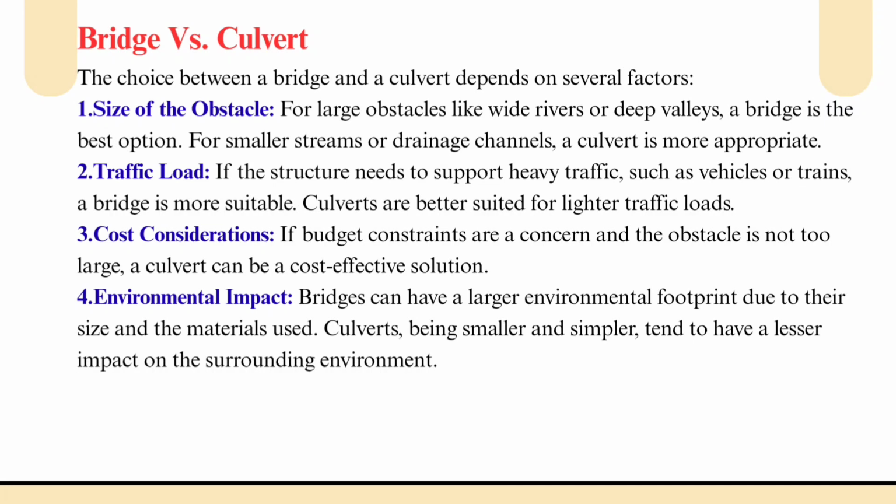Then the second point is traffic load. If the structure needs to support heavy traffic such as vehicles or trains, a bridge is more suitable. But culverts are better suited for lighter traffic loads. Then the next point is cost considerations. If budget constraints are a concern and the obstacle is not too large, a culvert can be a cost effective solution. The next point is the environmental impact. Bridges can have a large environmental footprint due to their size and the materials used. But culverts, being smaller and simpler, tend to have less impact on the surrounding environment.